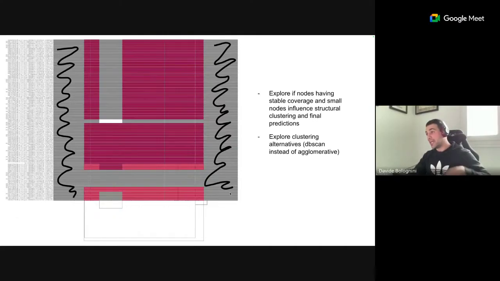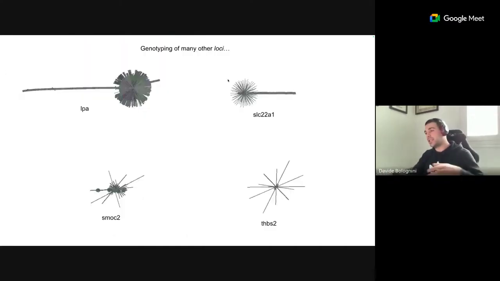And then another thing that we are doing is not using agglomerative clustering, but instead switching to DBSCAN, so that we can better control the intra-cluster similarity of the elements that go within each haplotype cluster. And at the moment, we are also extending this to many other loci, and the idea will be to run this across at least 100 loci before having a stable release that we can publish.